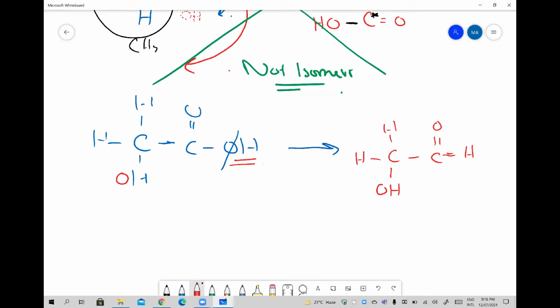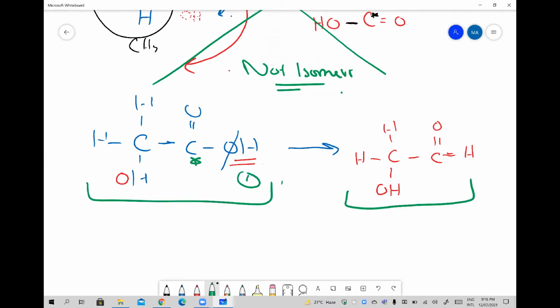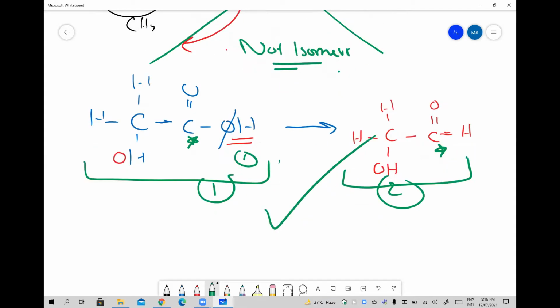So now if you notice, this is a different compound and this is a different compound. Why? Because oxygen in compound number 1 was connected to this carbon with a star, whereas oxygen in compound number 2 is connected to the other carbon here. So now we've altered the connectivity. This is why 1 and 2 are isomers of each other. So they classify as isomers.